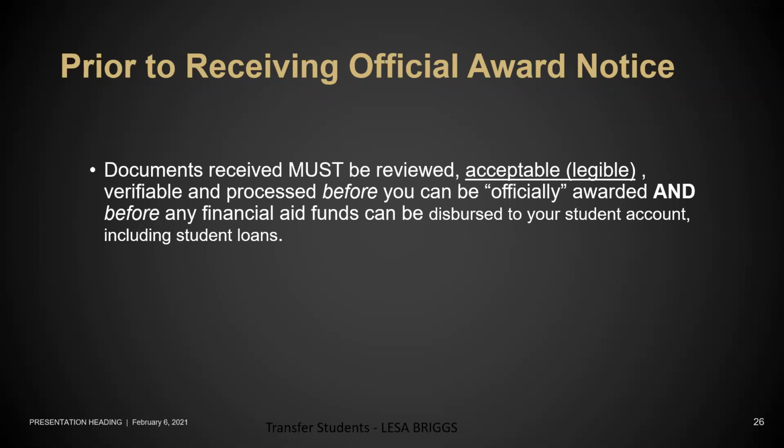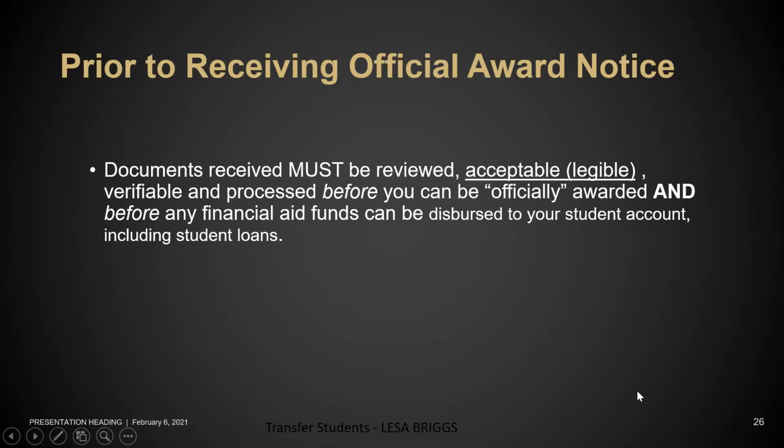If they find any discrepancy in the information that you initially provided on your FAFSA, they would have to resubmit that to FAFSA and re-award you, so your aid could change. It could go up, it could go down, based on what the discrepancy was. So it's very important that you try to provide the most accurate information with your initial application.